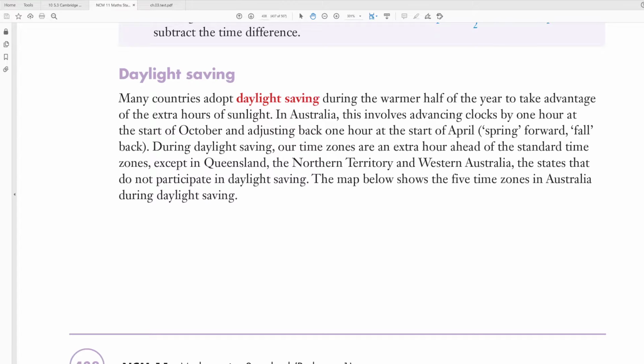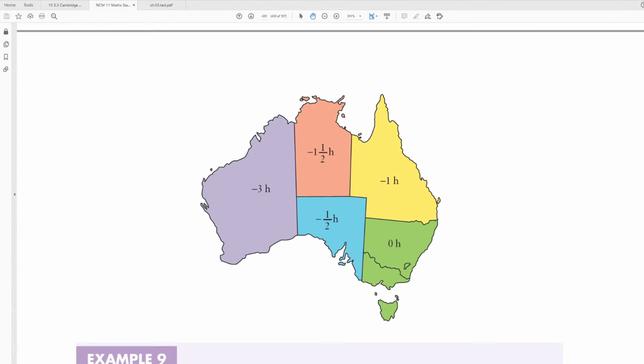The map below shows the 5 time zones in Australia during daylight savings. So this is when daylight savings is occurring. Okay, so as you can see, Queensland is 1 hour ahead of New South Wales, Victoria, and Tasmania. Northern Territory is minus 1.5 hours behind New South Wales and Victoria, so it's a half an hour behind, plus an extra hour for daylight savings time. Okay, but if it wasn't during daylight savings time, then this would be the same as this, and this one would be the same as this as well.